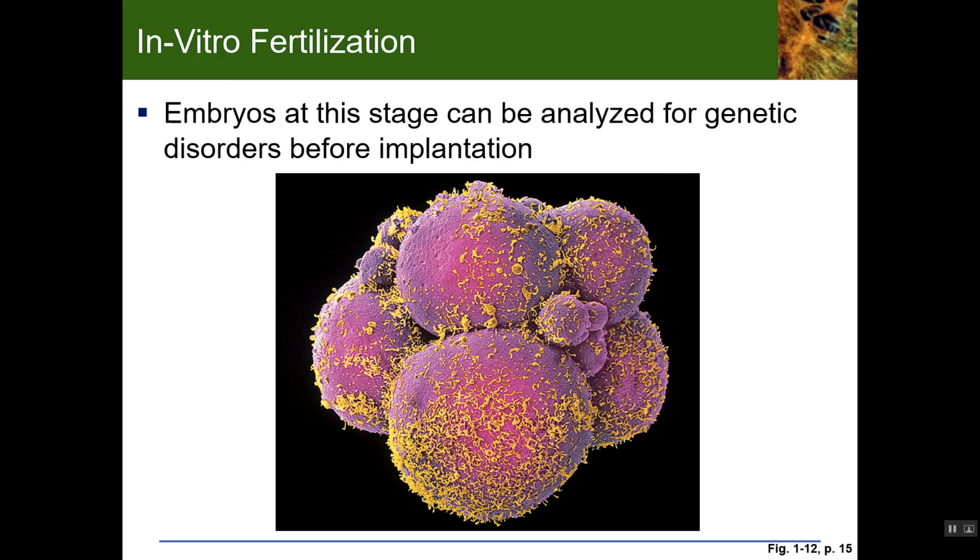In vitro fertilization embryos at this stage can be analyzed for genetic disorders before implantation, which is kind of a nice ability to be able to tell this stuff. There's a lot of testing during pregnancies nowadays, and some things, severe genetic disorders, might be able to be determined at a very early stage.